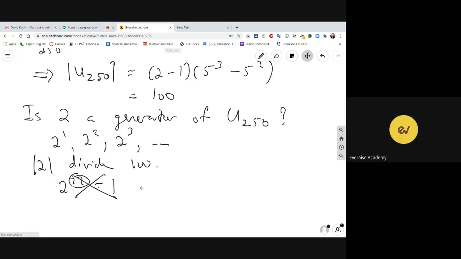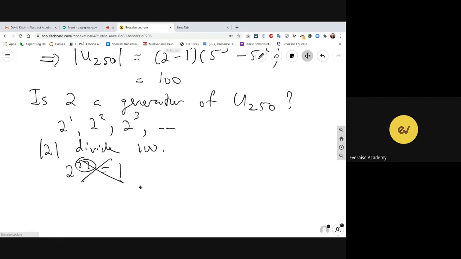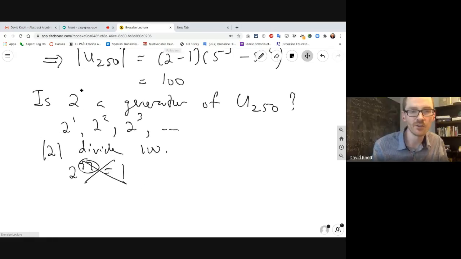Kevin Doctor says that 2 is not a unit. No, you're absolutely right. That's a great point. This is what I get for writing without thinking. But everything that I've said could just as well be said for 3, right? So indeed, 2 is not a unit because it's not relatively prime to 250. So I should be saying 3. It's an excellent point. But anyway, all of what I just said applies just as well to 3, right?